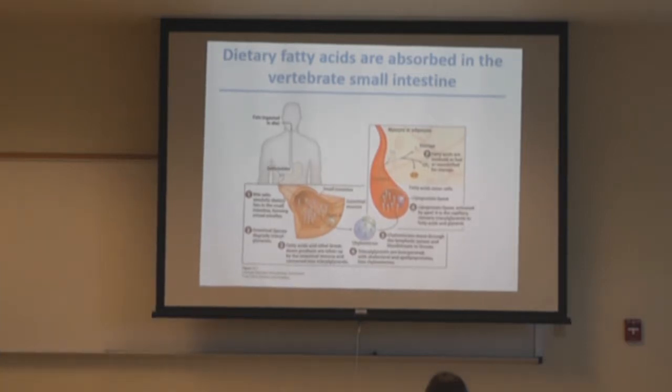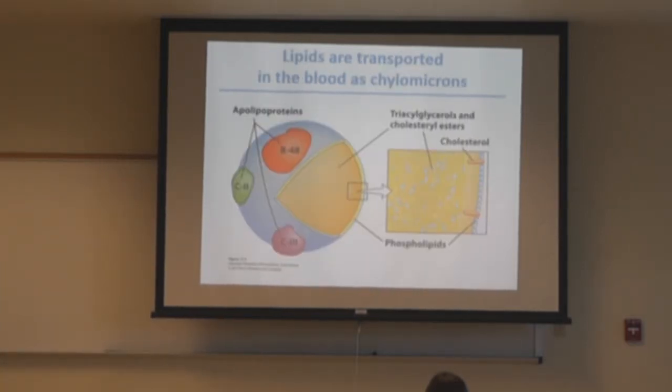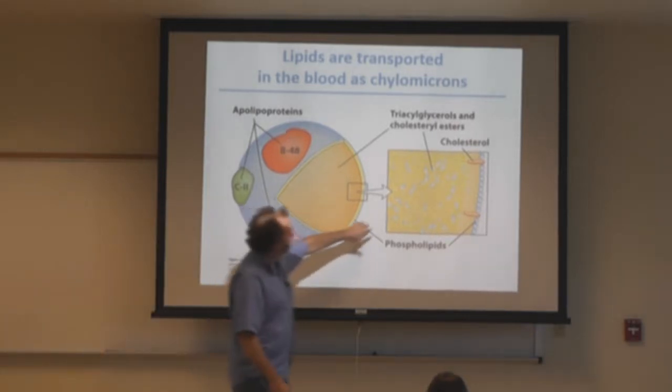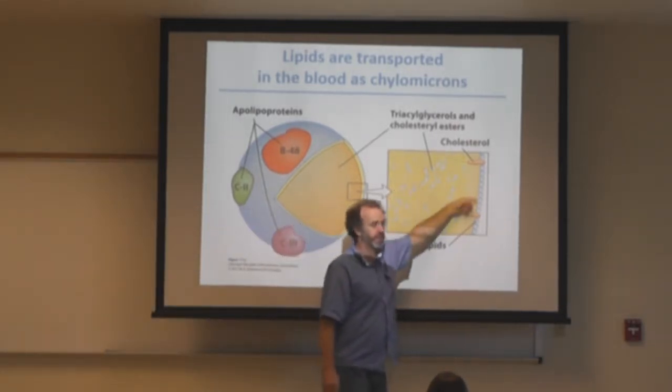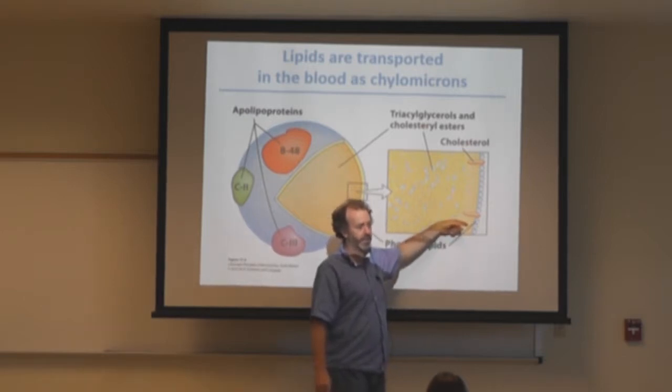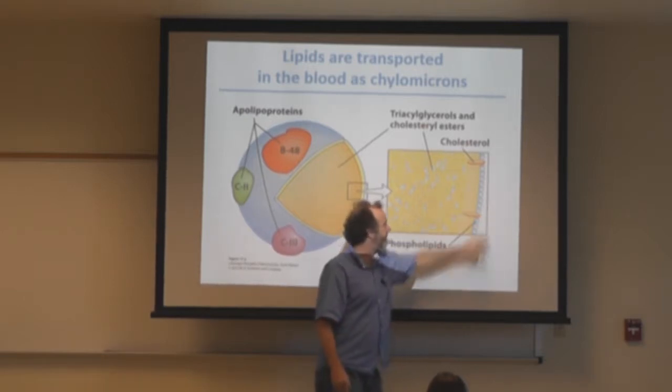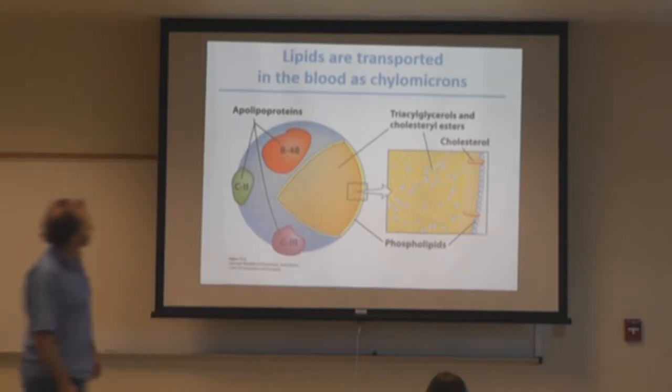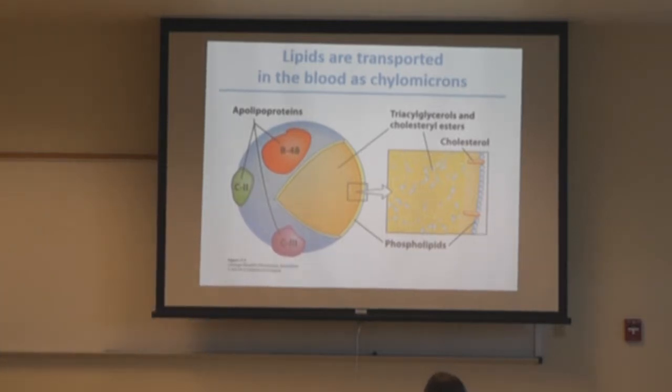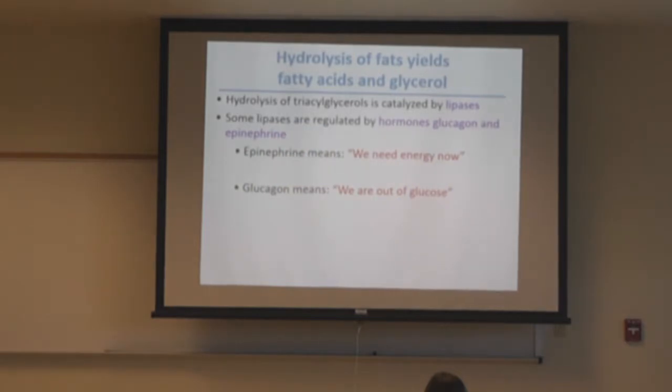So, this is an image of a chylomicron. You have cholesterol esters and triacylglycerols, and then phospholipids along the outside, right? That's going to interact with the aqueous phase of the plasma or the lymph. So hydrolysis of fat yields fatty acids and glycerol, right? You guys remember that? Triacylglycerol has one backbone molecule that has 3 carbons.